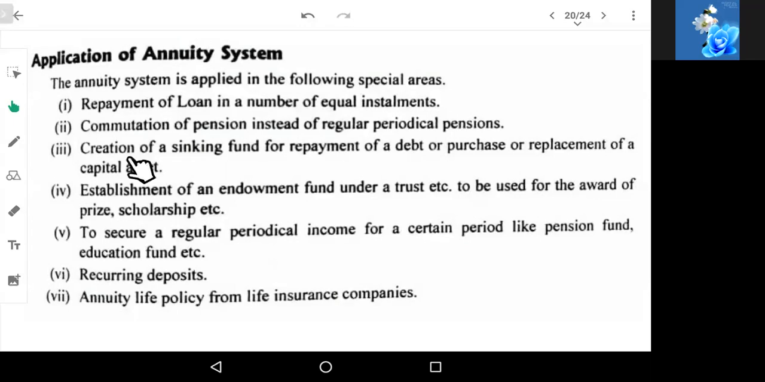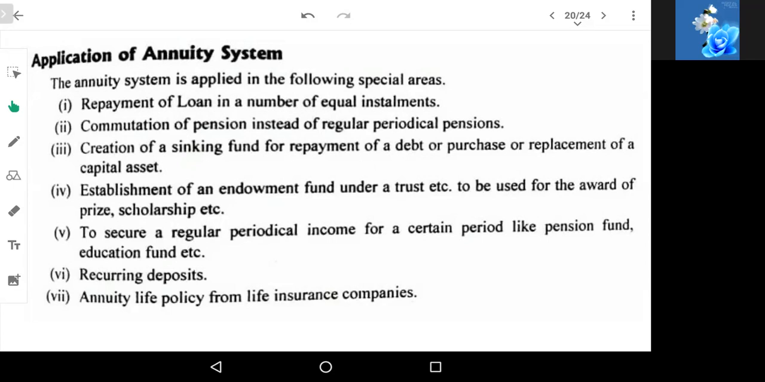Then creation of a sinking fund for repayment of a debt or purchase or replacement of a capital asset. Now sinking fund is like a reserve. The main purpose of creating a sinking fund is to buy a new asset later or finish the debt. It's like an extra saving that the company does.